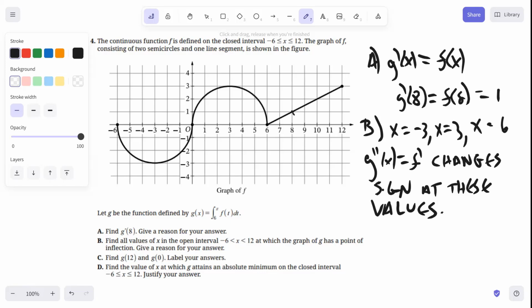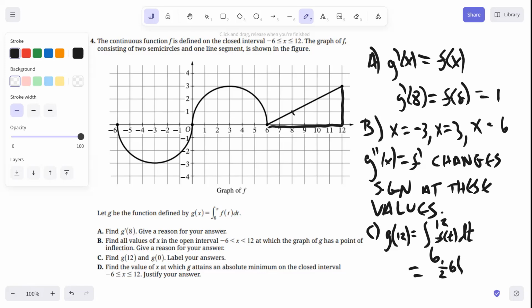Part C, find g of 12 and g of 0. Label your answers. So g of 12 is going to be the integral from 6 to 12 of f of t dt. This is just the area of the region of that triangle, which is 1/2 the base, which is 6, times the height, which is 3. Half of 6, 3. 3 times 3 is 9.